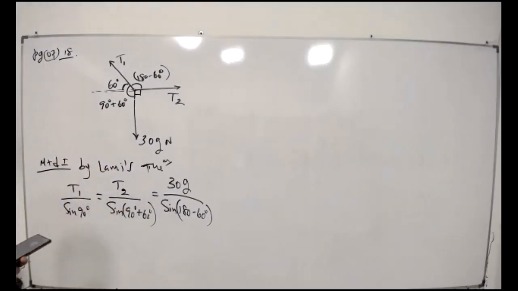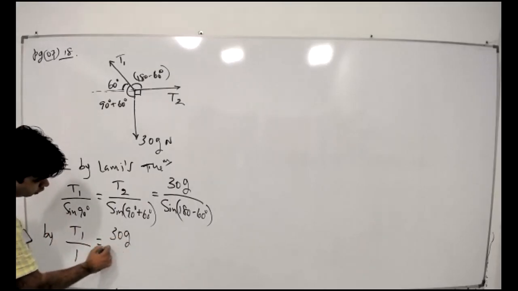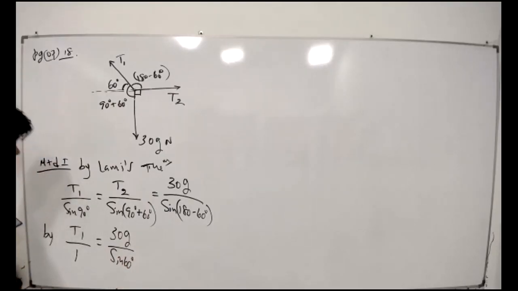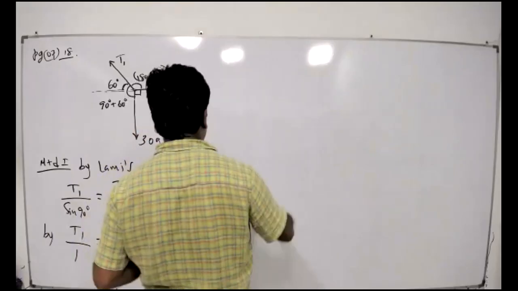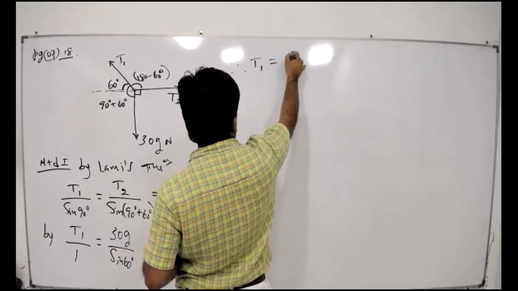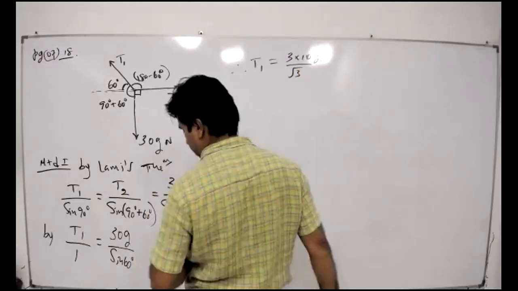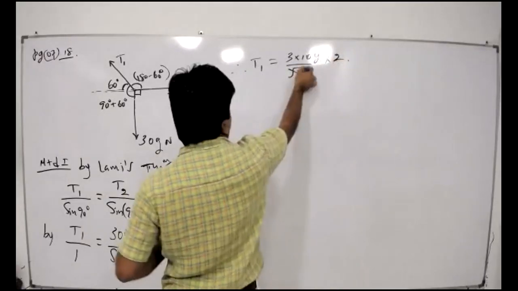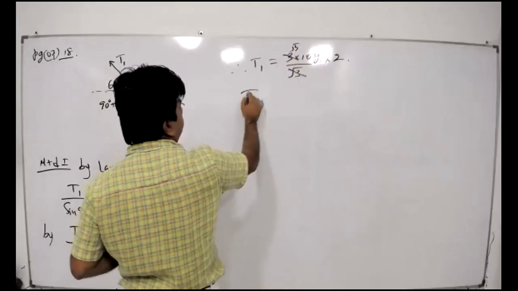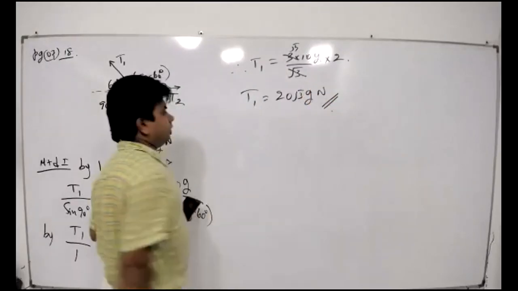Then, if you equate this and this, you can find T1. T1 over sine 90 equals 30g over sine 60. Sine 60 is root 3 over 2, no? Therefore, T1 equals, you know that here 30 means 3 into 10g, divided by root 3 into 2. Clear? Then what happened here? Root 3. Then T1 will be 20 root 3 g newtons. This is the value of T1.